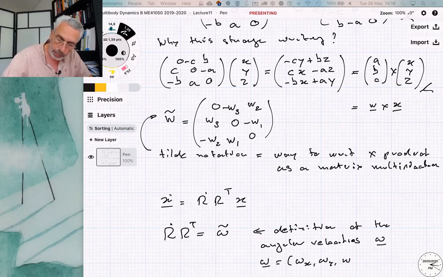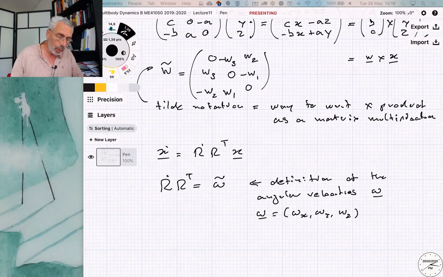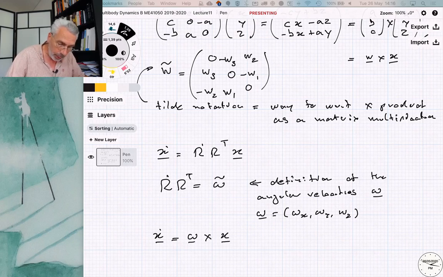Now I immediately write it as a vector, and the big question is: is this omega a vector? And the answer is yes. Angular velocities are vectors. So they have all these vector quantities. So now we can write x dot is omega cross x, or with a tilde notation we could also write omega with a tilde and then just x. That's the matrix multiplication then.